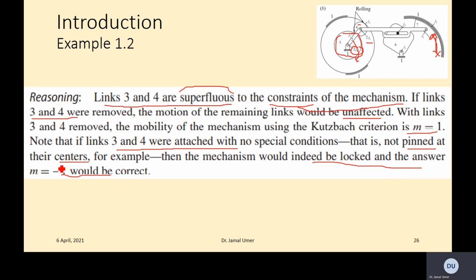So, with 3 and 4 not pinned at their centers, the mechanism would indeed be locked and the answer is -1. So the answer would be a statically indeterminate structure, because it's locked. It is of course not a mechanism; it cannot move. It is more like a structure. If it is a structure, it means it is a statically indeterminate structure with -1.